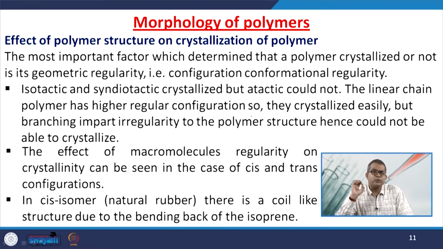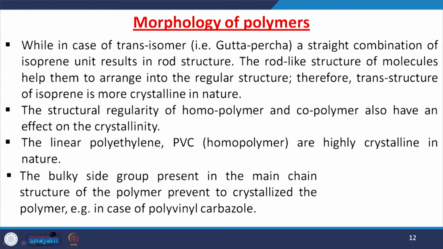Now, the effect of molecular regularity on crystallinity can be seen in the case of cis and trans configurations. We have already discussed this cis and trans isomerization in the previous lectures. Now, a cis isomer like natural rubber has a coil-like structure due to the bending back of the chain; one example is isoprene. If we talk about a trans isomer like gutta percha, the straight combination of isoprene units results in a rod-like structure, as against the bend-like structure in the previous one.